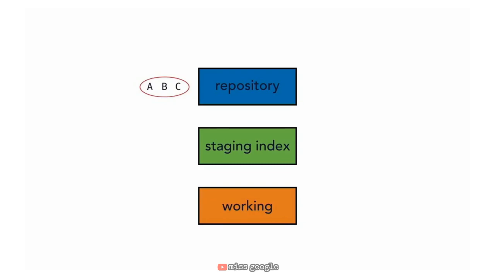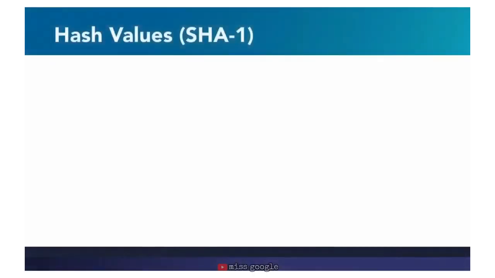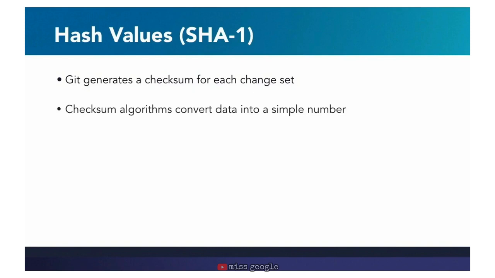Now I called them A, B, and C just to keep it simple, but that's not the way that Git refers to them. Instead, Git generates a checksum for each of the change sets. That's the hash value. A checksum is a number that's generated by taking data and feeding it into a mathematical algorithm. So the checksum converts data into a simple number, and we call that simple number a checksum. You don't need to understand much about how the algorithms work, but you should know that there's a fundamental property that's very important. The same data put into the same mathematical algorithm always returns the same result, or the same checksum. That's why we call it a checksum, because we can check and make sure that it's the same.